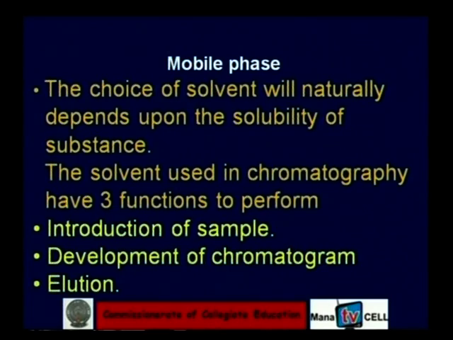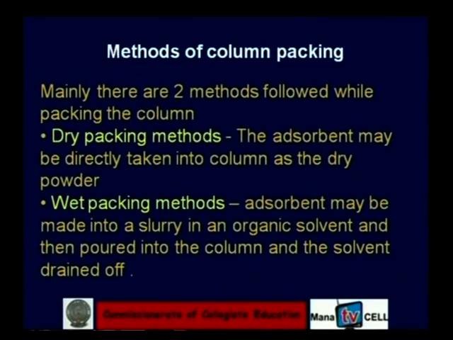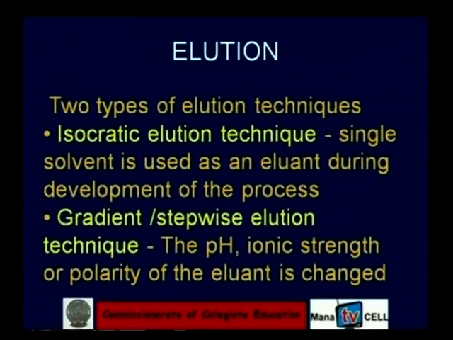There are two methods of column packing, that is the dry packing method and the wet packing method. In the dry packing method, the adsorbent is directly taken into the column. In the wet packing method, the adsorbent is made into a slurry with an organic solvent and then introduced into the column. After column packing, the components are eluted out. There are two types of elution: the isocratic elution technique and the gradient or stepwise elution technique. In the isocratic technique, a single solvent is used as eluent. In the gradient or stepwise technique, the pH, ionic strength and polarity of the eluent are changed gradually.